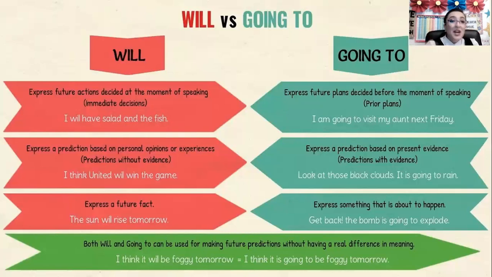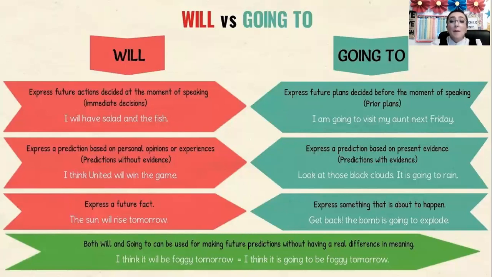Also, you will use will when you express a future fact. For example, the sun will rise tomorrow. It's a fact that is going to be happening in the future. Like the first example, it will rain tomorrow. If that is your opinion, your experience, or it's a fact, you will be using will.